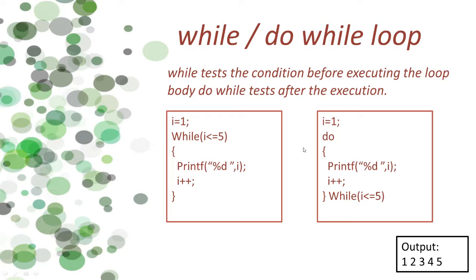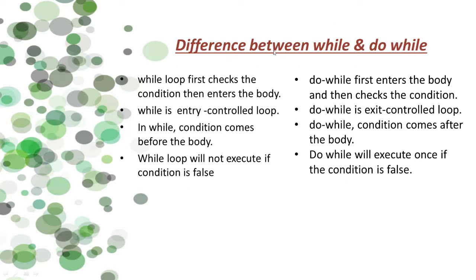Now if you are an academic student, you have to learn the difference between while and do while. It comes often in the examination. This difference is simple as we have already discussed, but you have to write it this way. While loop first checks the condition, then enters the body. Do while loop first enters the body and then checks the condition. So while is an entry controlled loop, do while is an exit controlled loop. In while, the condition comes before the body, in do while the condition comes after the body. And finally, while loop will not execute if the condition is false. Do while loop will execute once even if the condition is false.